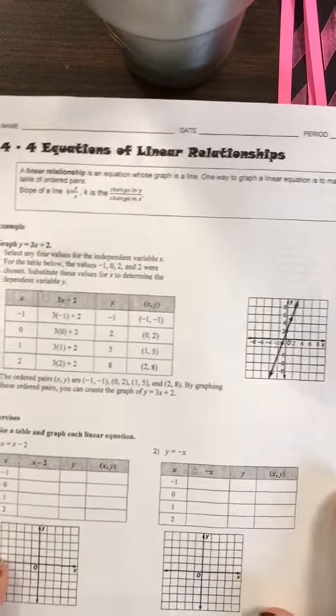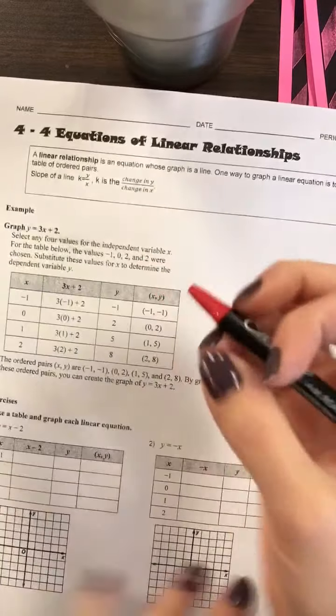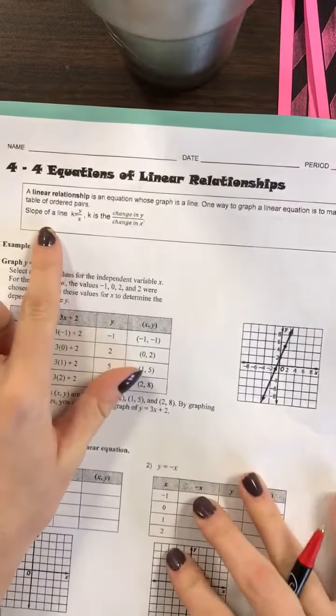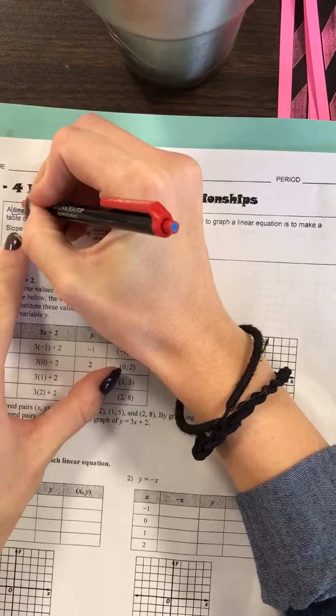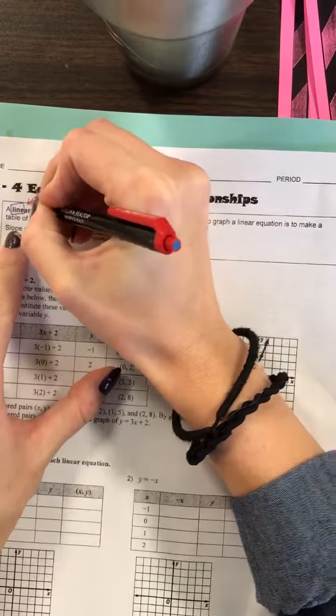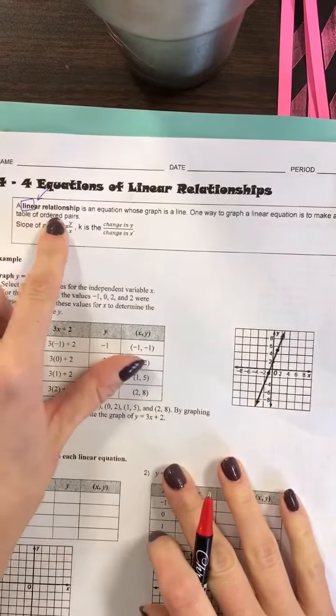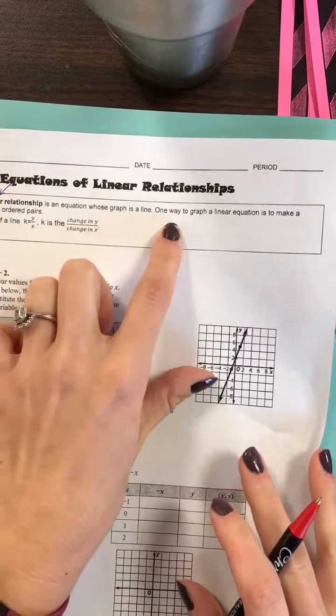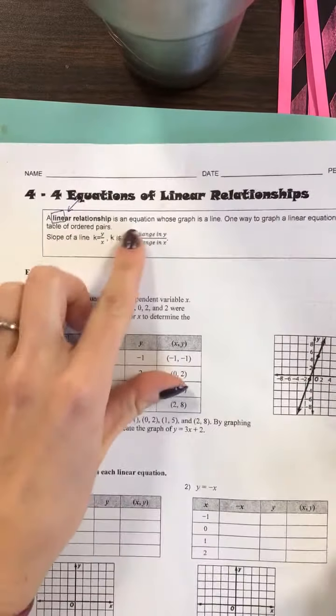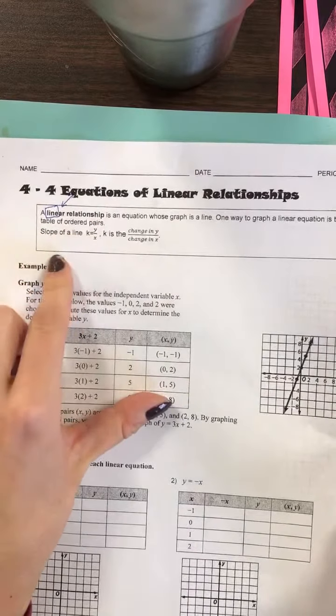Okay guys, we're gonna keep going along with those equations we did yesterday, that slope-intercept form. So a linear relationship, it's got the word line in it, so think of a straight line. Just like we did yesterday, a linear relationship is an equation whose graph is a line. One way to graph a linear equation is to make a table of ordered pairs.